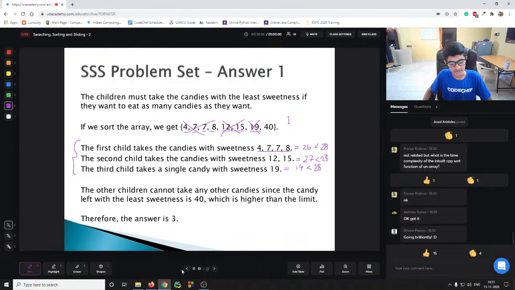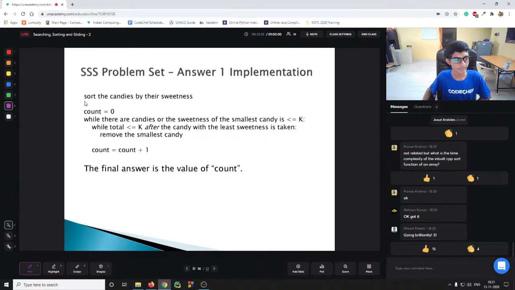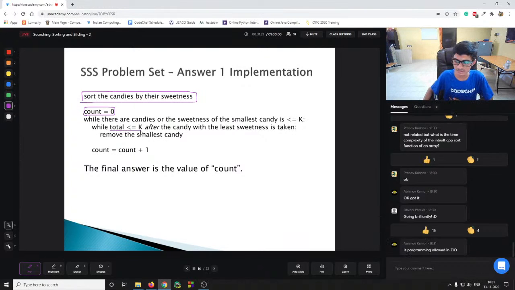Okay, so the next problem. First of all, let's take a look at the implementation before we go to the next problem. The implementation is very simple. Sort the candies by their sweetness, and then count equal to 0. Count is the final answer. While there are candies left and the sweetness of the smallest candy is less than or equal to k, we continue.